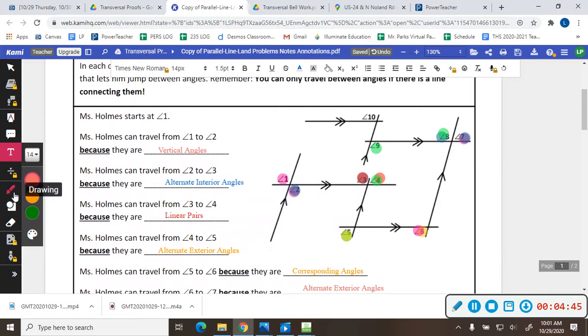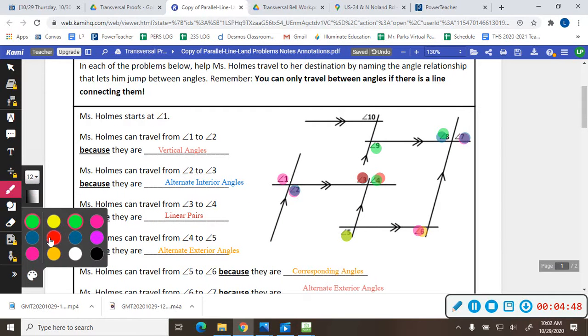And then finally, we could go from 9 to 10. Why? Because they're alternate exterior angles.